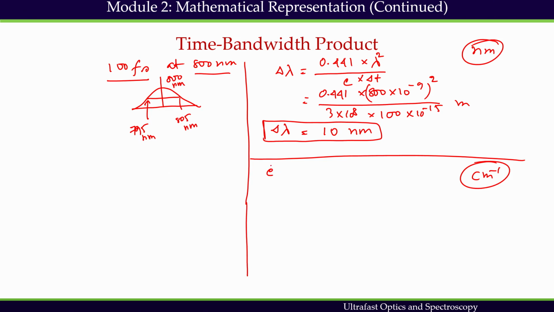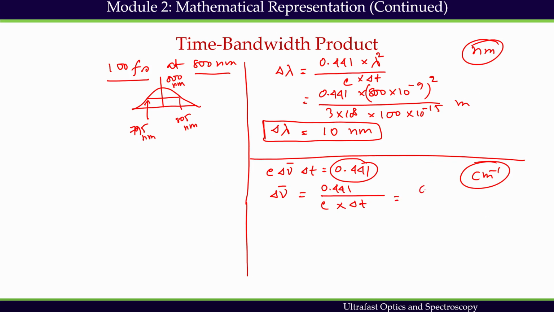So we know that this same expression can be rewritten as delta nu bar delta t equals 0.441. We are assuming that we have Gaussian pulse. If we assume that it is a hyperbolic sec function, then this number will be different. But if we assume Gaussian pulse, then this delta nu bar is going to be 0.441 divided by C multiplied by delta t.